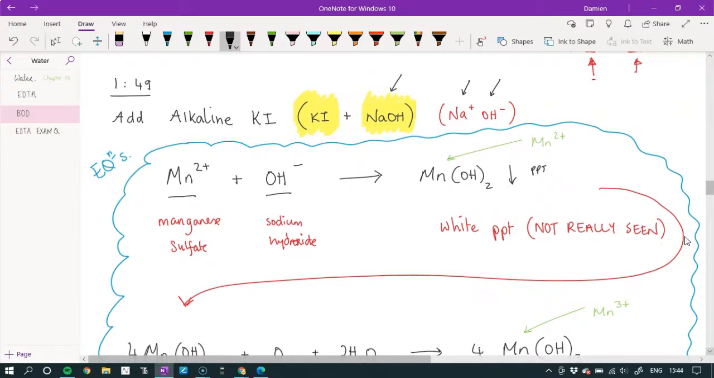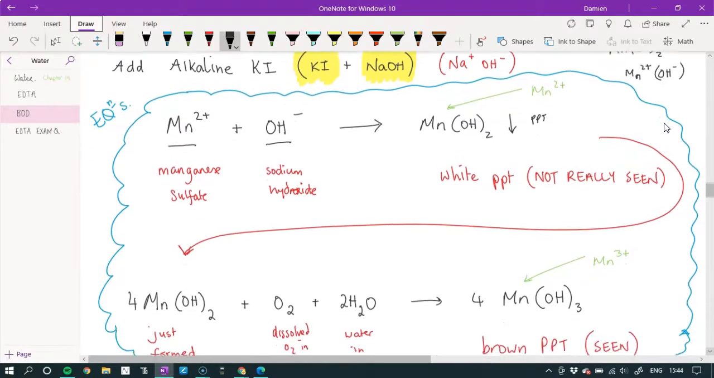Now what we've got in solution is Mn(OH)2. This is Mn2+ ions. So if you take Mn(OH)2, that is Mn2+, and you also have OH- ions, but of course you've got two of them in order to balance this out. So we're dealing with Mn2+ ions.